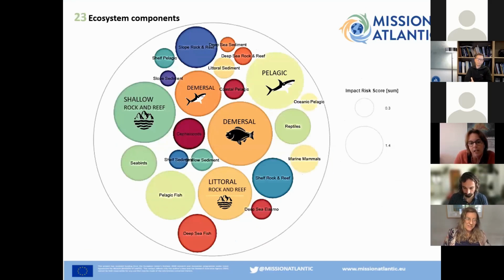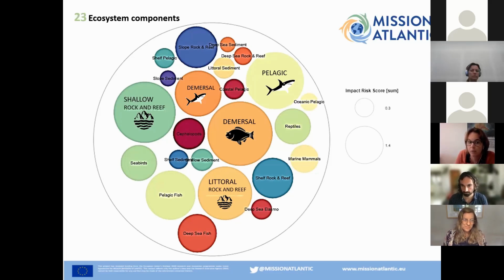When we look at the ecological components, again, it has a lot to do with the fisheries and the species extraction and bycatch. So we have the demersal fish as the main ecological component threatened, but also demersal and pelagic elasmobranchs and some littoral and shallow rock and reef areas.